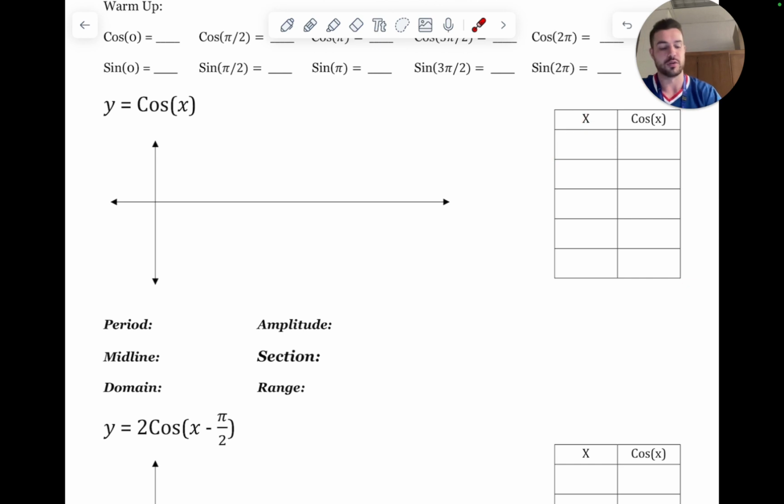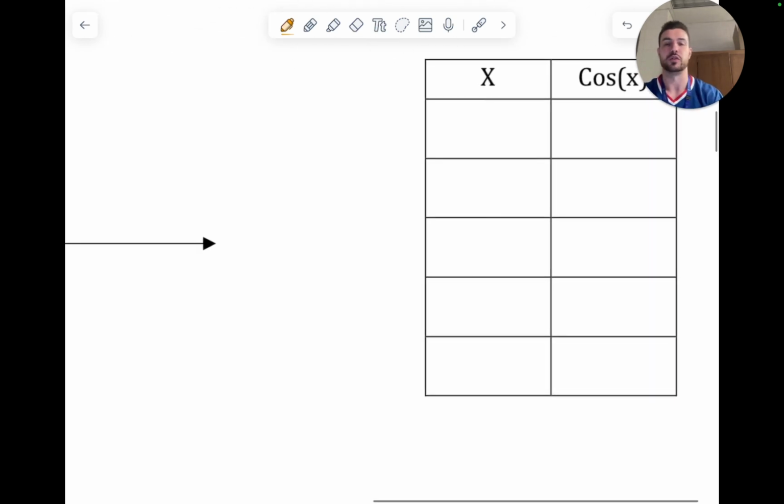All right, so what we need to do is pick some good input values to plug into our function right here. So what that means is we want to pick nice values that we can find the cosine value of, nice angle measurements. In order to do that, you can really use whatever you want, but to make this as easy for us as possible, I'm going to use our quadrantal angles.